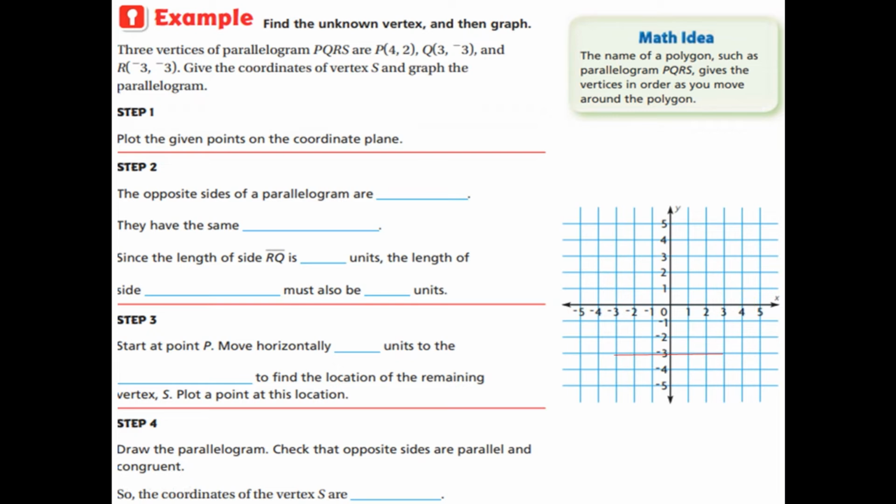If it's negative, we go down. So it is 2, meaning positive 2. We go up 2. So the point will be here. This is point P. Then Q.